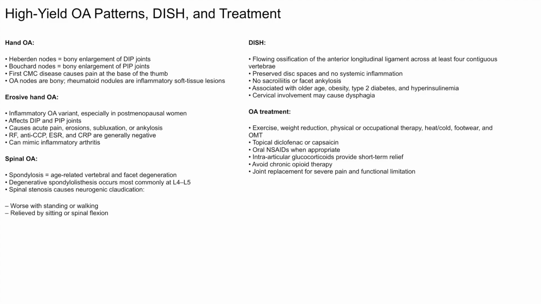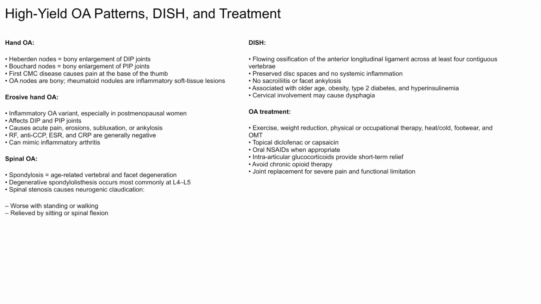First CMC disease causes pain at the base of the thumb, and then erosive hand osteoarthritis is a more inflammatory variant seen especially in postmenopausal women and can mimic inflammatory arthritis, although rheumatoid serologies and inflammatory markers are generally negative.